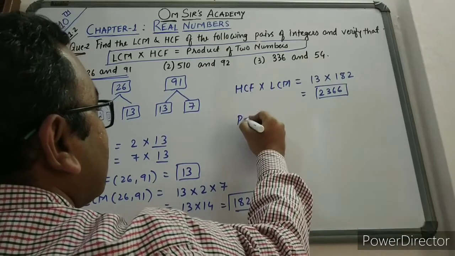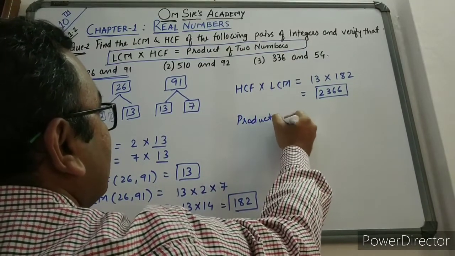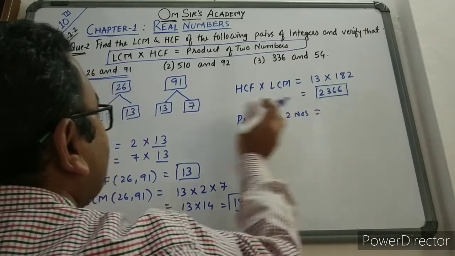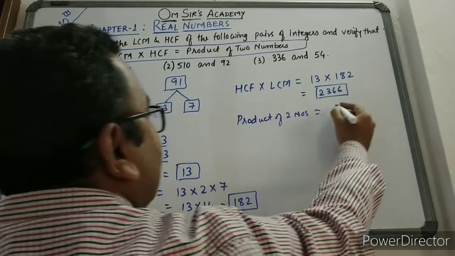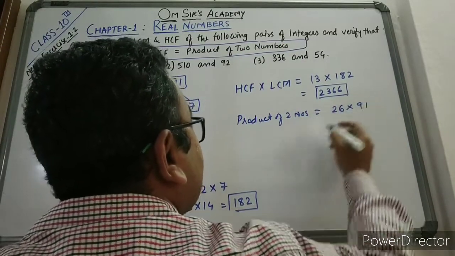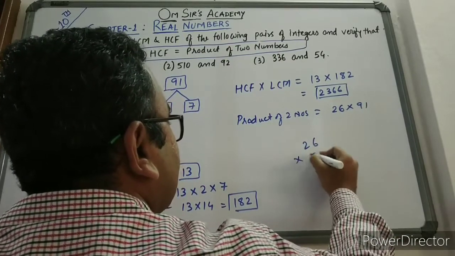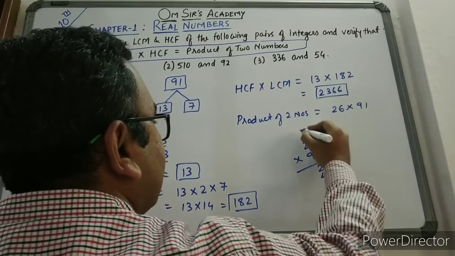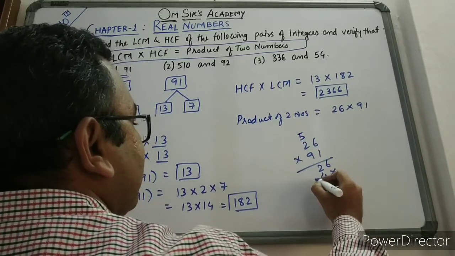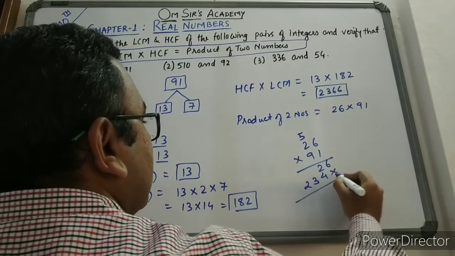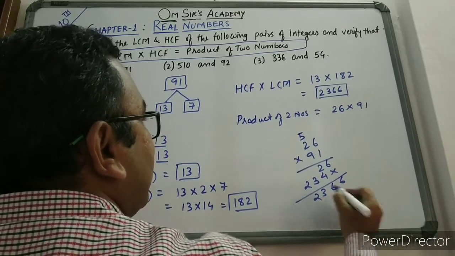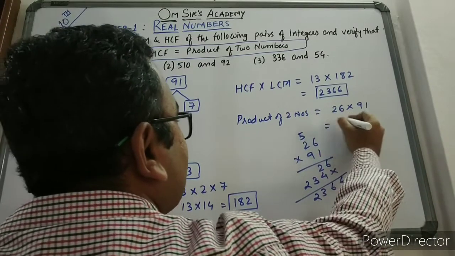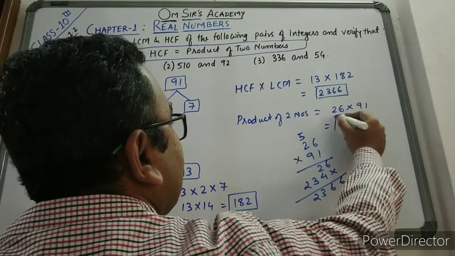Now we prove the RHS, that is what? Product of two numbers. So product of two numbers, which were the two numbers given over here, 26 and 91. So multiply this 26 into 91. 26 into 91 is what? 6 1s are 6. 9 6s are 54. 9 2s are 18 plus 5 is 23. So 2, 3, 6, 6. So again we got the same answer, that is 2366, friends.